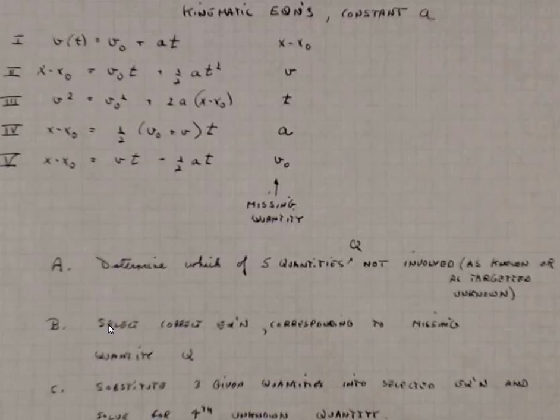B, based on what this missing q is, the q that's not involved, select the equation corresponding to that. And then C, substitute the 3 given quantities that you have in the problem statement into the equation that you've selected, and then solve for the unknown quantity.